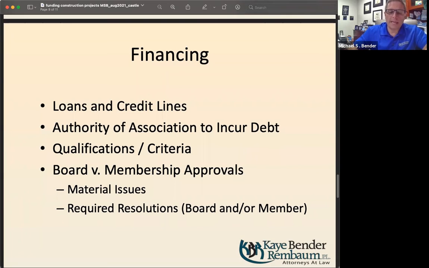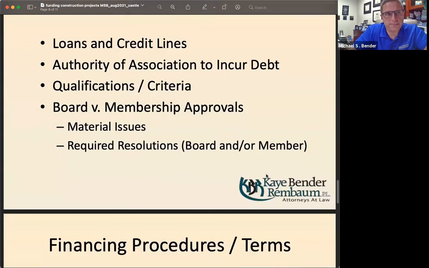So, the authority of the association to incur debt. What I'm going to talk to you about in a moment are the qualification criteria and the board versus membership approvals. I've talked about those a little bit with the special assessment, and I will get into them again in a moment, but let's go to the next slide.